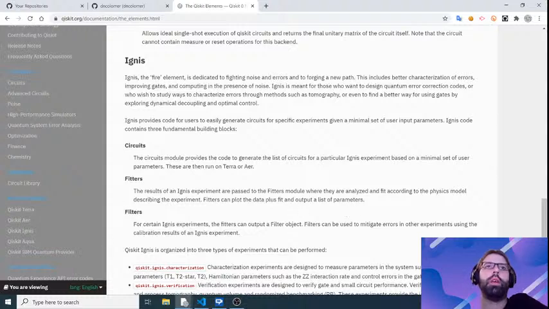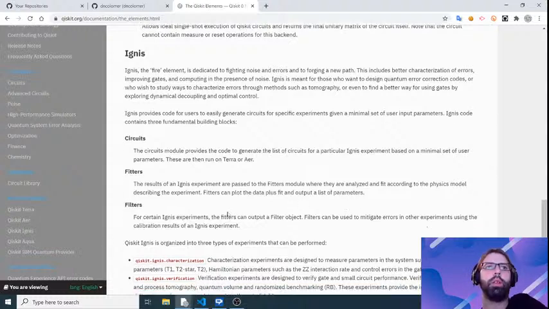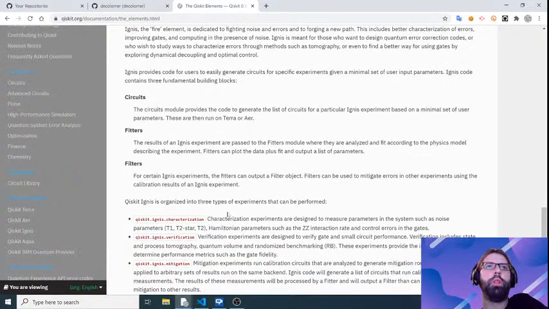This is something I have no idea what they're talking about. So fitters and filters for certain Ignis experiments. The fitters can output a filter object. Filters can be used to mitigate errors in other experiments. Okay.